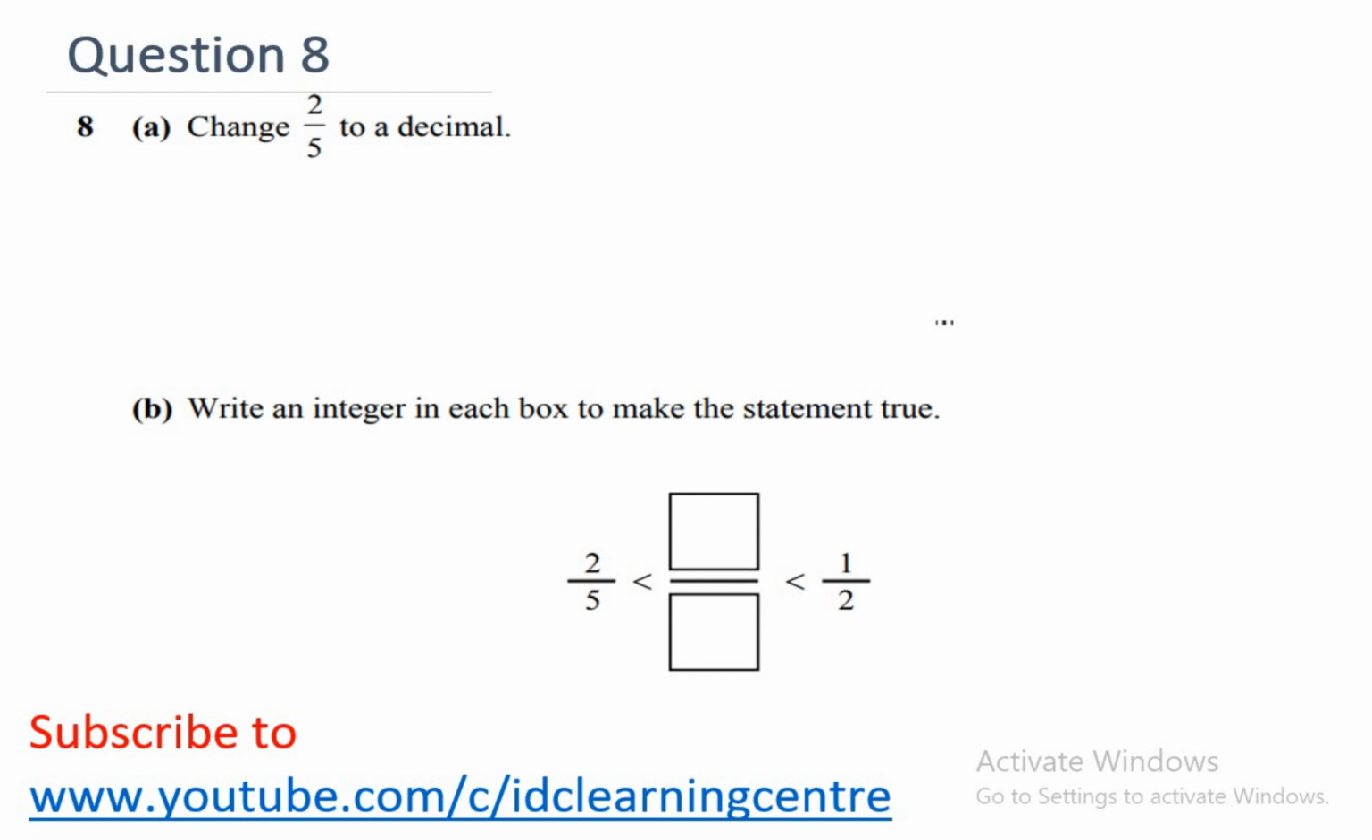Change 2 over 5 to a decimal. 2 divided by 5. Okay, let's divide 2 by 5. 2 divided by 5 is not possible. Put your 0 point, put 0 here. So it's now 20. 20 divided by 5 is 4. 4 times 5 is 20. Take away, 0. My answer is 0.4.